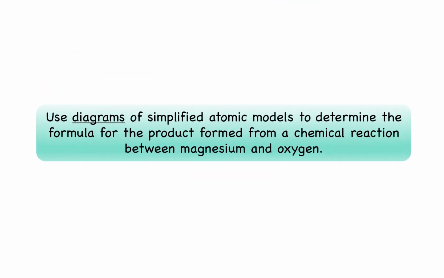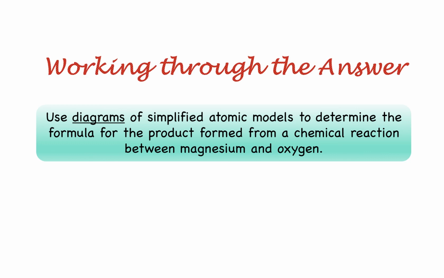Problem 1 has 3 parts. Part A. Use diagrams of simplified atomic models to determine the formula for the product formed from a chemical reaction between magnesium and oxygen. Now confirm your reasoning and check your answer.